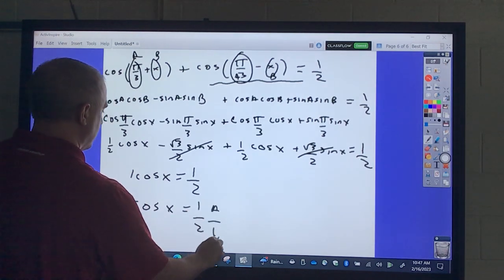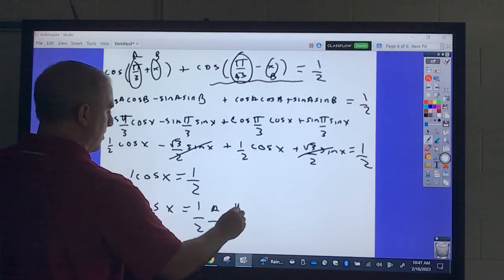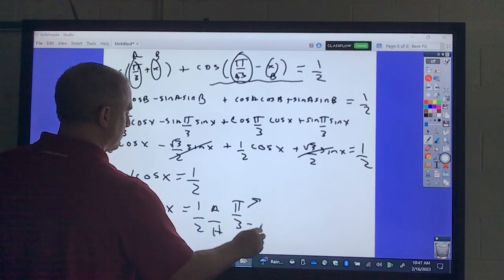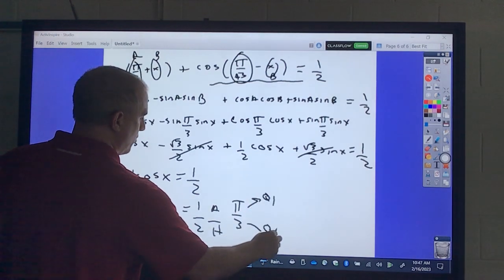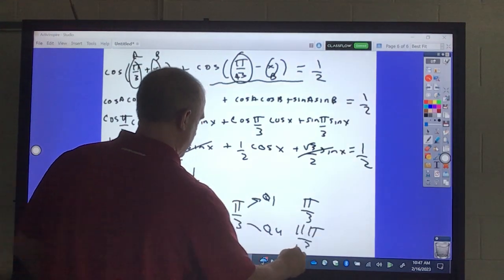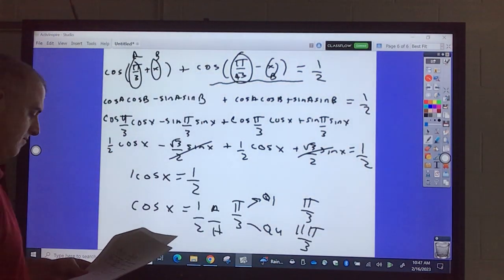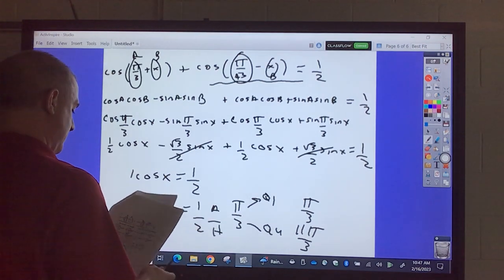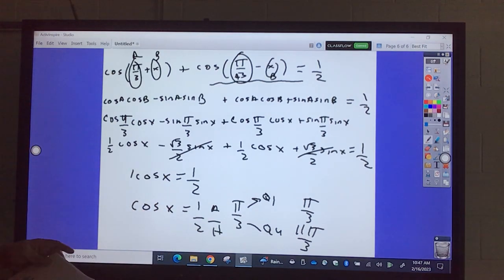The a over h. That triangle would be pi over 3. And since it's positive, I want quad 1, quad 4. So that's pi over 3 and 11 pi over 3. Yeah, 11 pi over 3. Okay, all right.